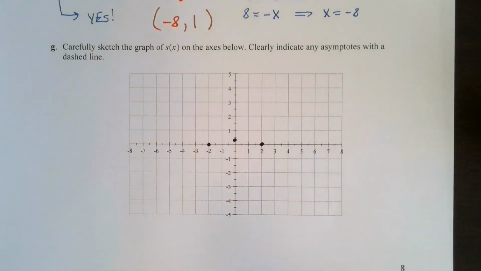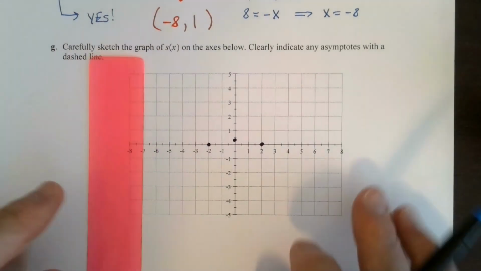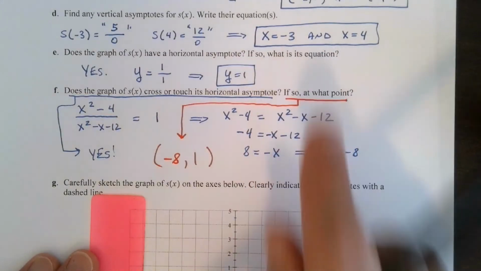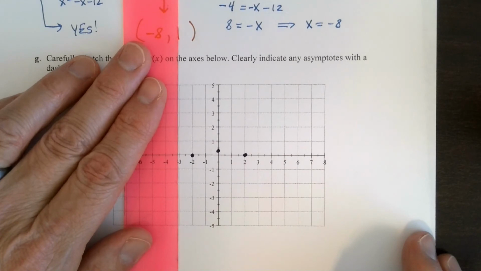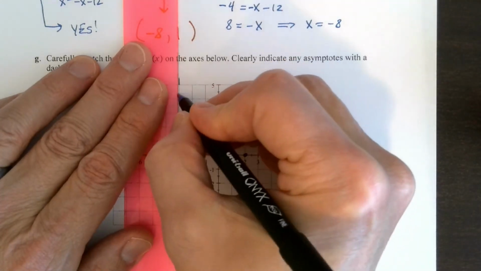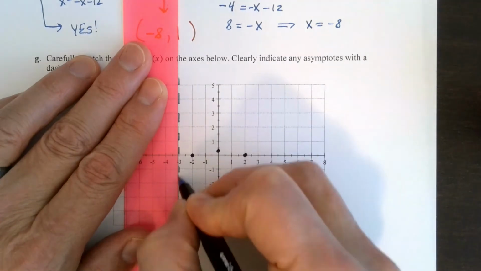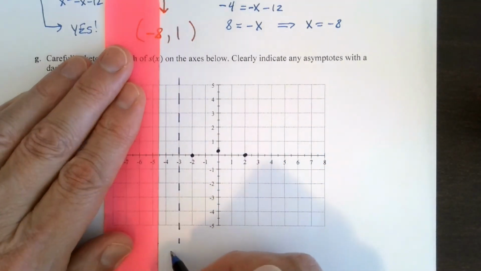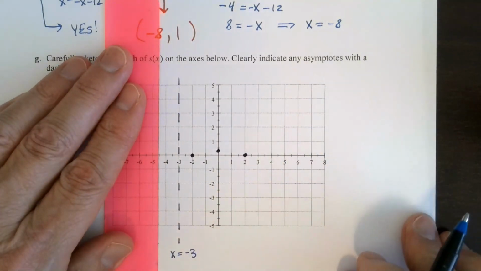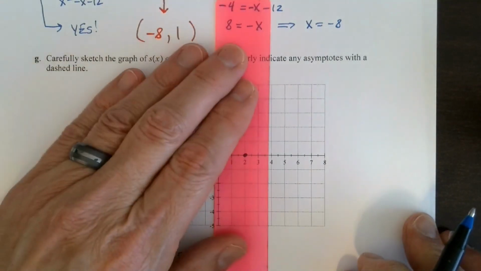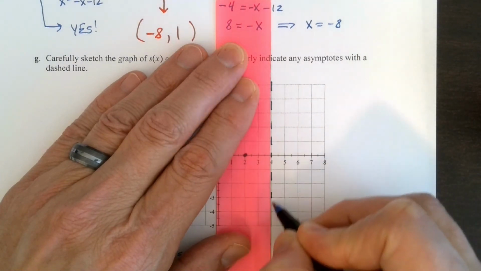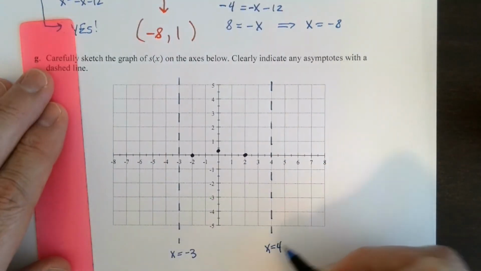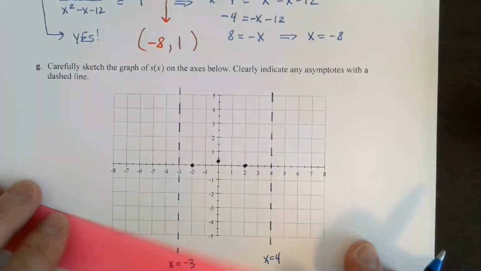Now I have two vertical asymptotes, x equals negative 3 and x equals 4. So x equals negative 3 is a vertical line passing through x equals negative 3. And then x equals 4 was the other one. Horizontal asymptote was y equals 1.